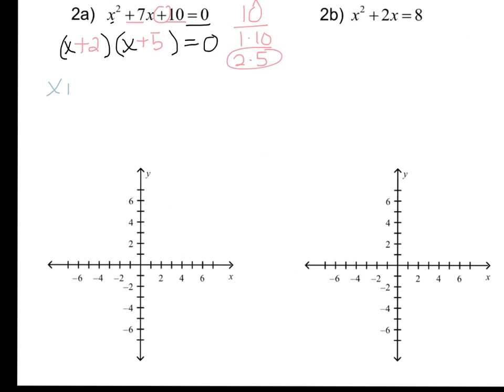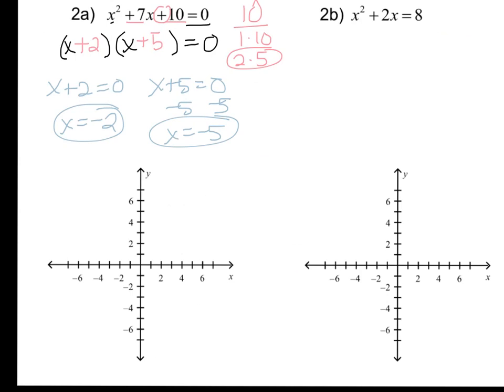Next, we're going to set each of them equal to 0 and solve. So we have -2 for one 0. And we have -5 for the other 0. And for our sketch of the graph, I'm going to go to the x-axis, go to -2 and put a dot. Go to -5 and put a dot, and now I'll draw the parabola right through those.